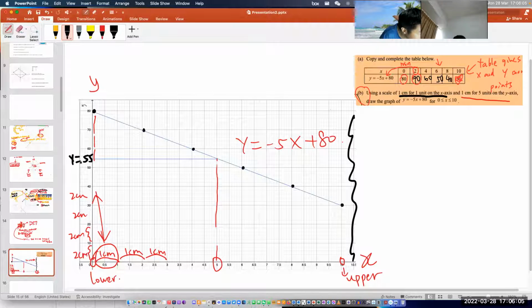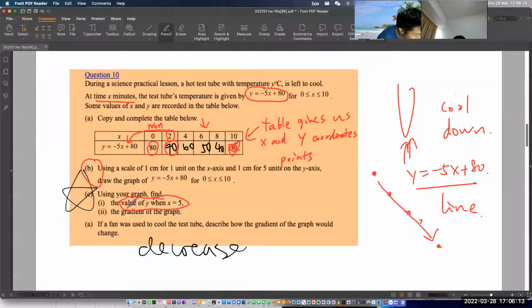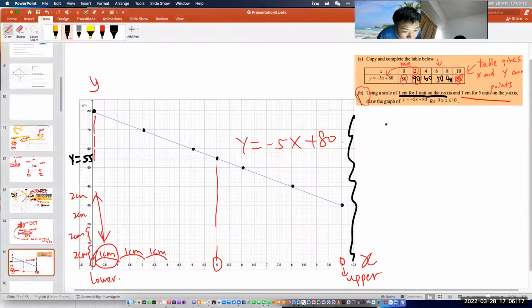So the y value is equal to 55. Okay, so that's how you get your value of y when x is equal to 5. So x is equal to 5, y value is 55. That's how you read this point.